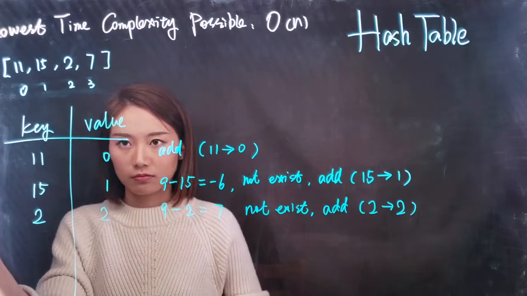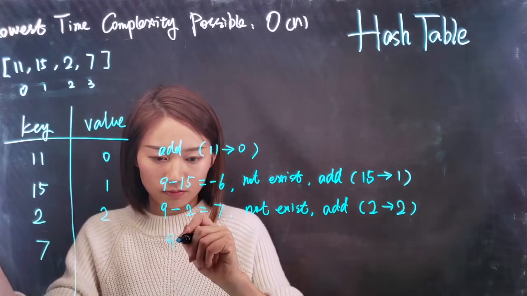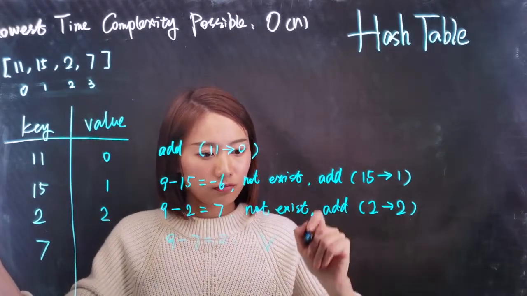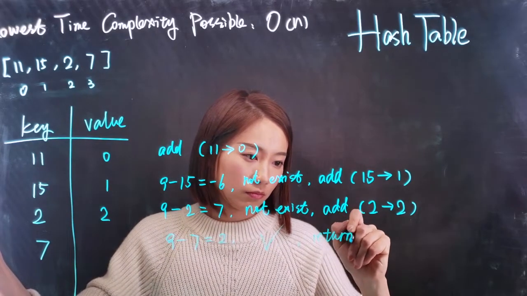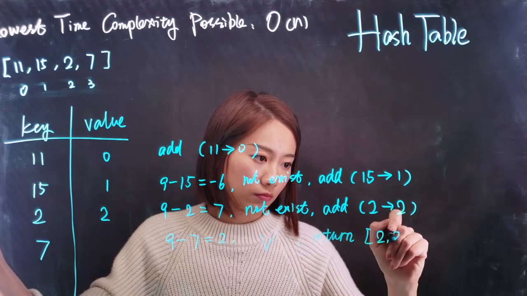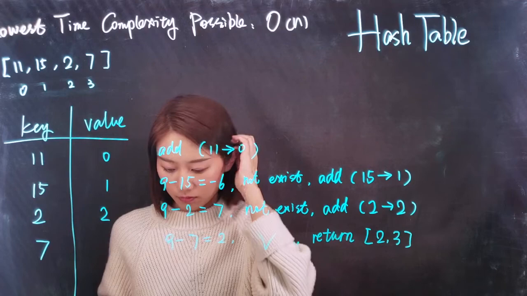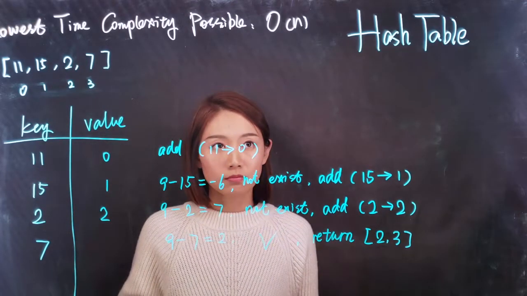And then finally, we got to 7. Target number 9 minus 7 is 2. Great, there is a 2 in the hash table, which means 7 can be added up with 2 to get the target number. We find the result. Now it's time to return the result. We can easily get the index of 2 by looking it up in the hash table. The result for the solution will be the indices of 2 and 7, which are 2 and 3.